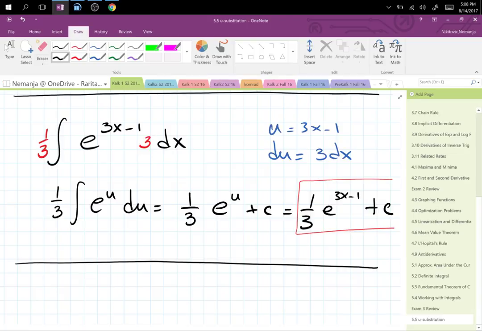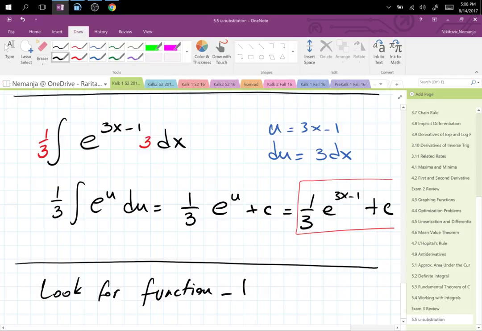All right. Now, the next part, when you start talking about more complicated problems, you're supposed to look for something that I like to call function derivative pair. So, look for function derivative pair.